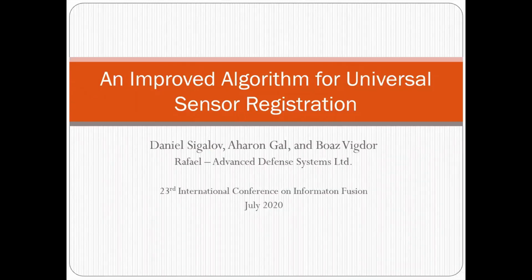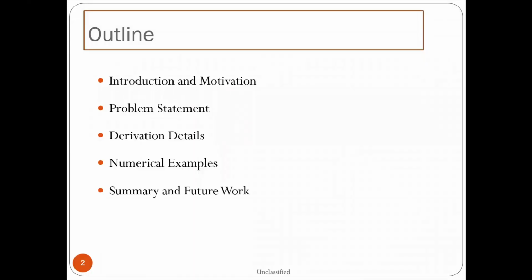I am Daniel Sigalov and I'll discuss an improved algorithm for universal sensor registration. This is a joint work with Aaron Gal, Boaz Victor. The outline of the talk is as follows. I'll give some brief introduction to the subject, state the problem, describe some derivation details, and conclude with a numerical example, summary and some ideas for future work.